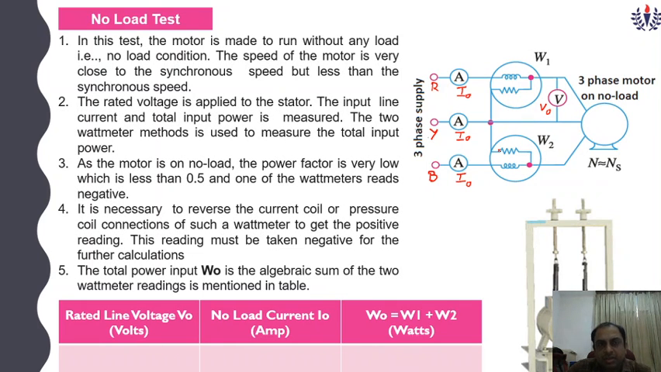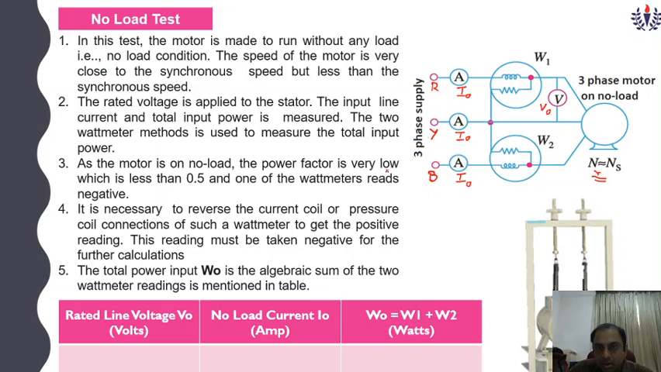In this test the motor is made to run without any load. You need not apply any load, so the speed of the motor is very close to the synchronous speed. At no load, the speed of the motor Nr equals Ns. The rated voltage is applied to the stator. The input line current I naught and the total input power W1 and W2 are measured. The two wattmeters are used to measure this total input power.